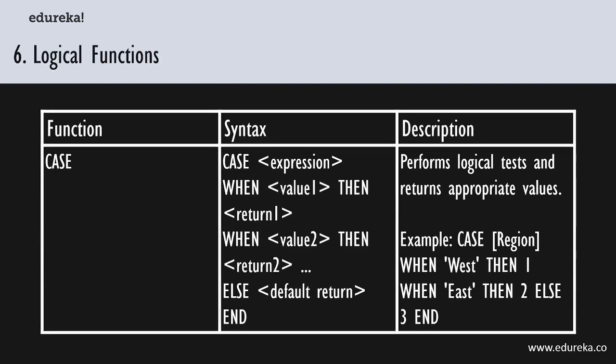Next, you have case. If any of you are from the coding background, you can relate it with the switch case. It performs a number of logical tests and returns appropriate values. The case function evaluates expressions, compares it to a sequence of values, and returns a result. When a value that matches the expression is encountered, case returns the corresponding return value. If no match is found, then the default return expression is used, and if there is no default return and no values match, then null is returned.